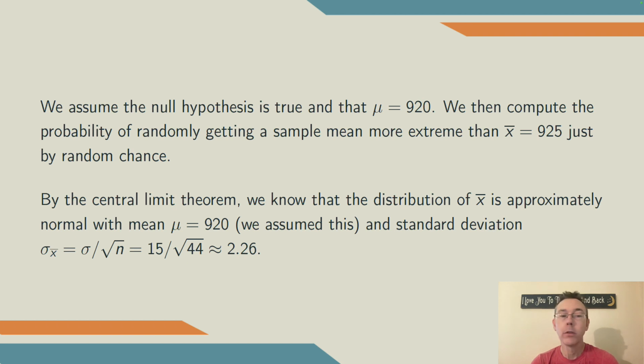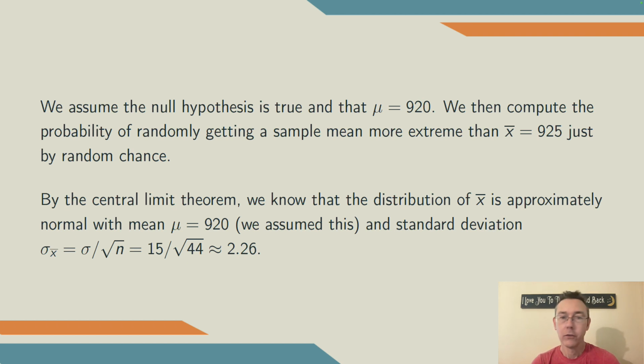We're then going to compute the probability of getting a random sample mean more extreme than the one we got just by random chance. By the central limit theorem, the sampling distribution of x bar is approximately normal. It's going to have a mean of 920. Remember, we assumed that. We assumed the null hypothesis is true. And it's going to have a standard deviation of 15 divided by the square root of 44. So 15 being the population standard deviation that we were given, and 44 being the sample size.